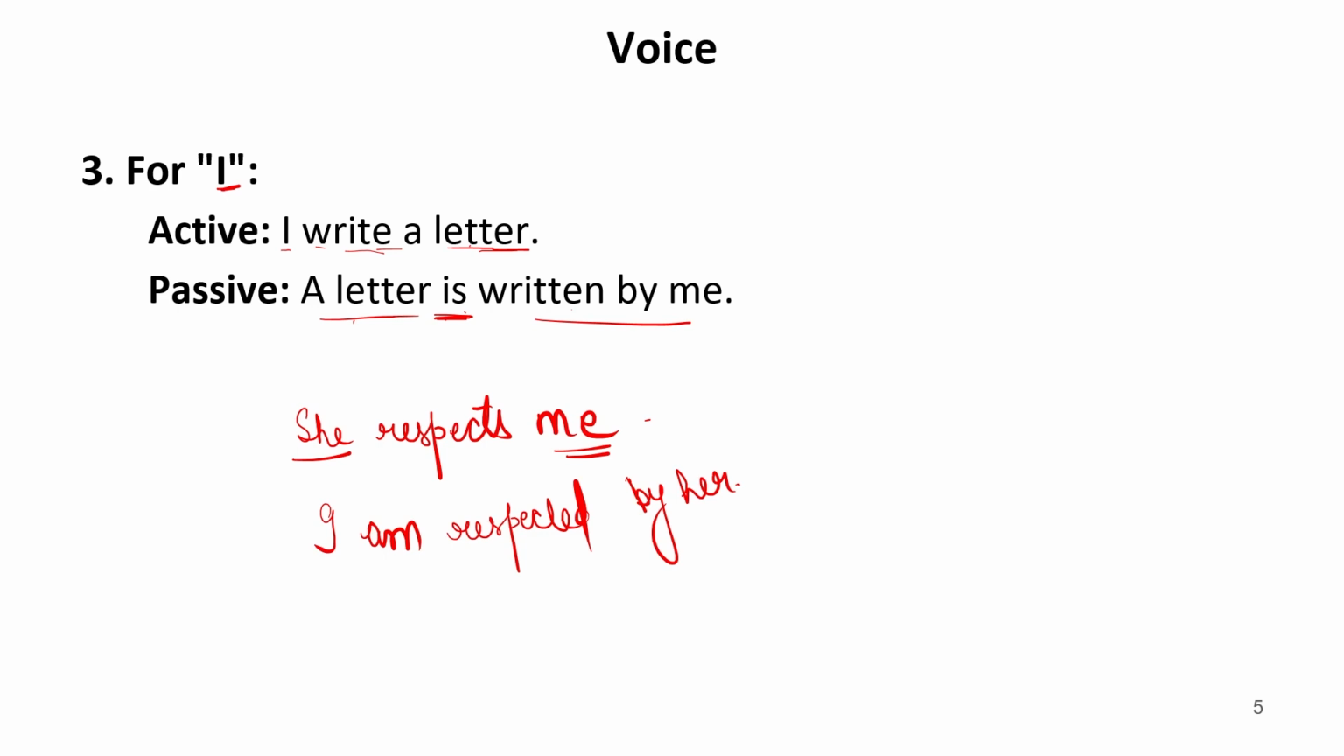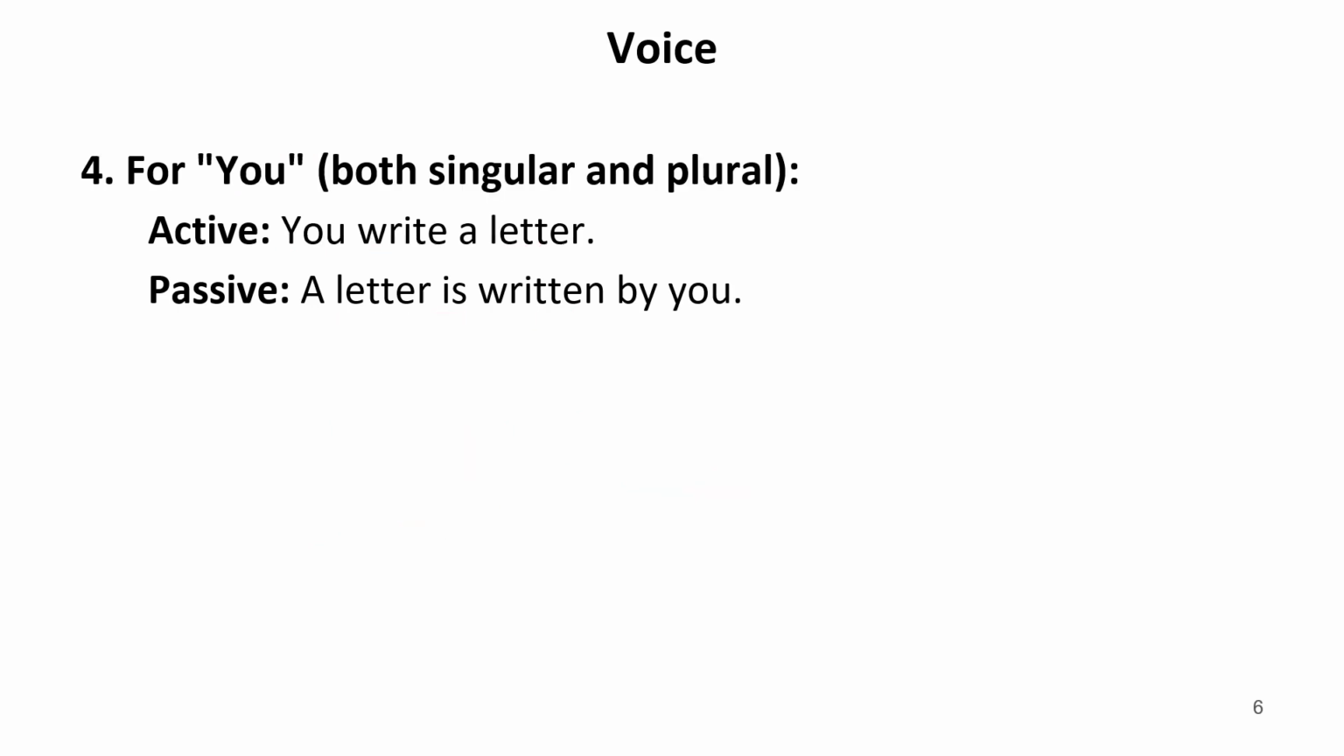Now let us move to the next sentence. It is for you. You behaves both in singular and plural form. Therefore, we should know that you is always followed by the plural form of verb only, whether it is written in singular form or plural form. Now, you write a letter. So whenever a letter comes at the object place, a letter is singular, so is is written over here. So a letter is written by you.